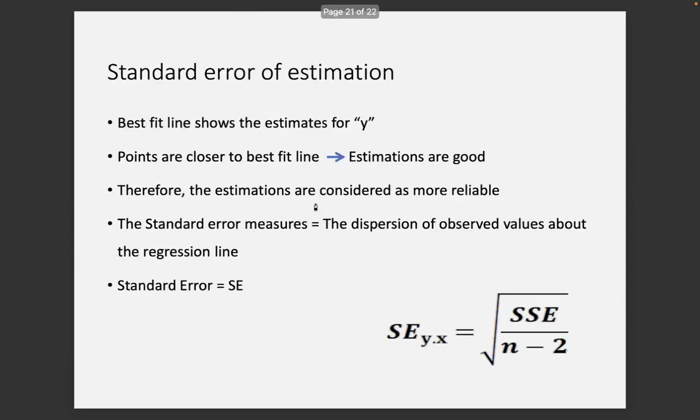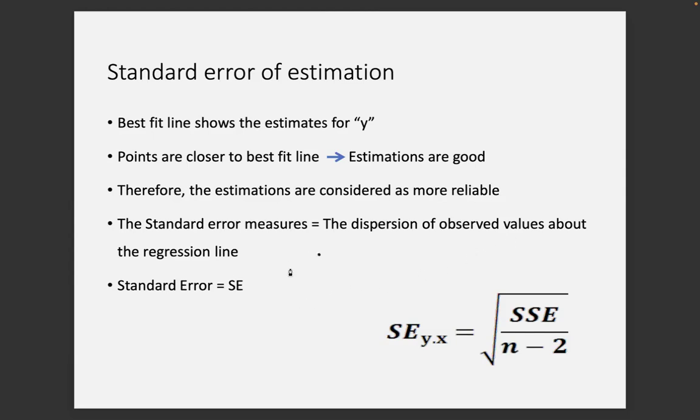Okay. Then the last part, standard error of estimation. The standard error shows the estimates for y around the best fit line. When points are closer to the best fit line, the estimations are really good. Therefore, the estimations are considered more reliable, and the standard error measures the dispersion of observed values about the regression line.